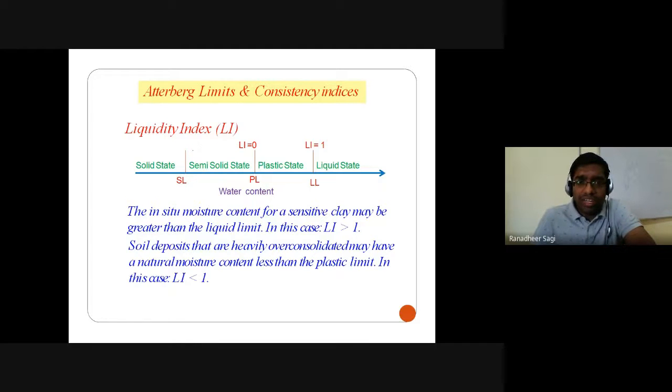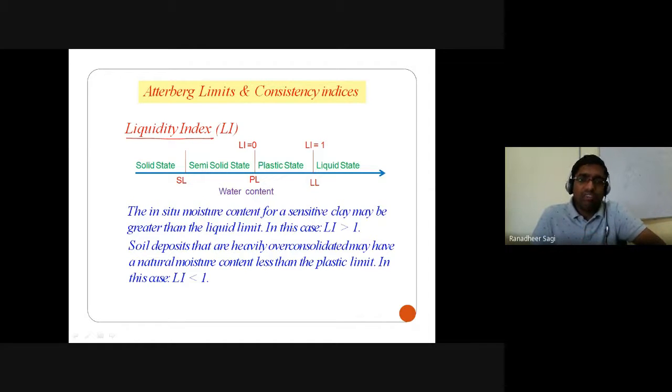So that so-called liquidity index, what we are going to be determining, can be calculated based on the expression we have seen earlier. The in situ moisture content for a sensitive clay may be greater than that of the liquid limit value of that particular soil. Sometimes when we say the soil is more sensitive, what do we mean by sensitive soils? We'll understand it in more detail as we go on with the course. For now, understand there is something called a sensitive soil or sensitive clay.